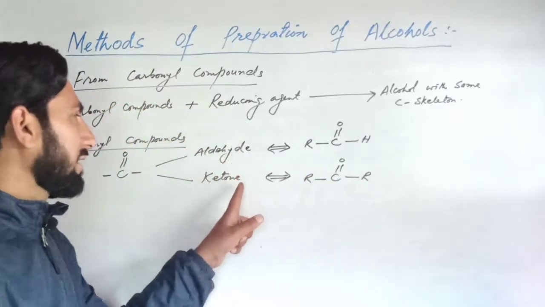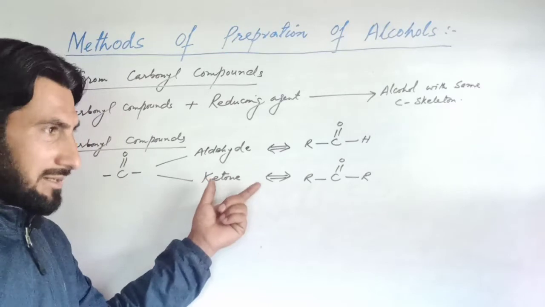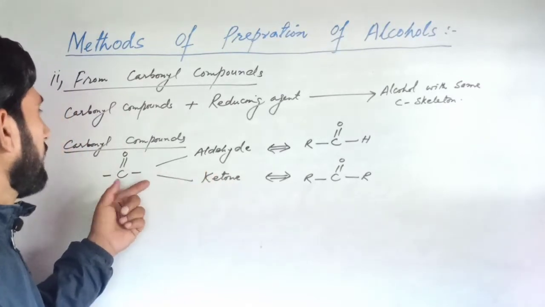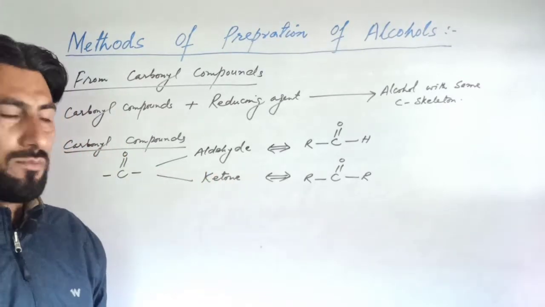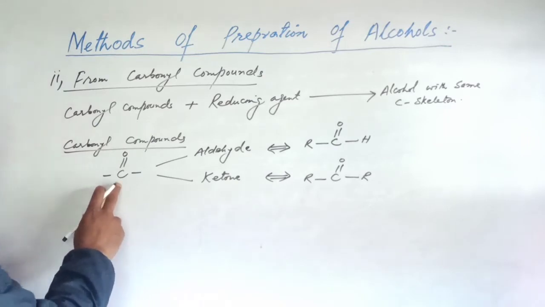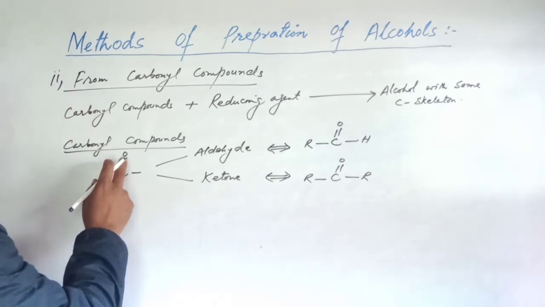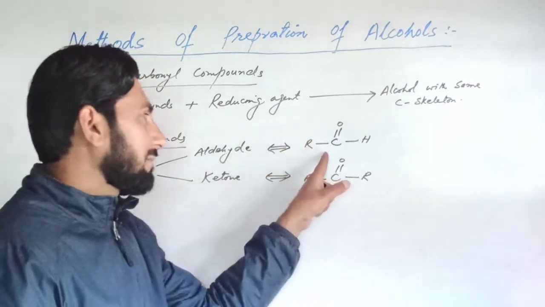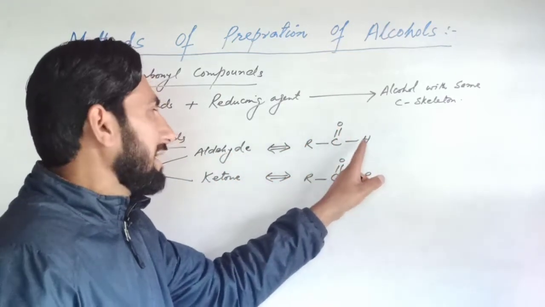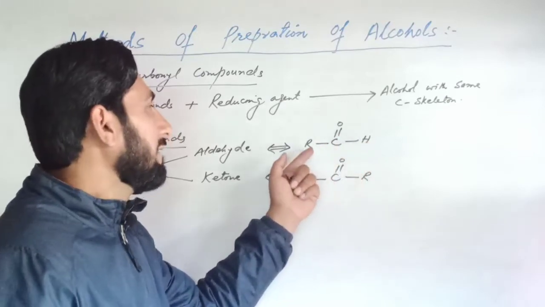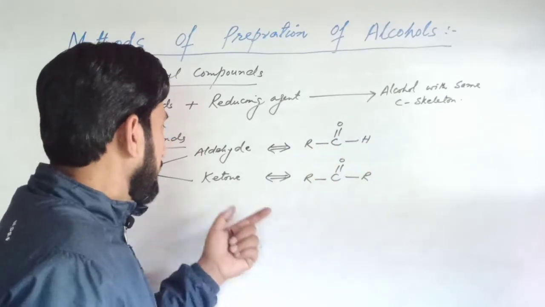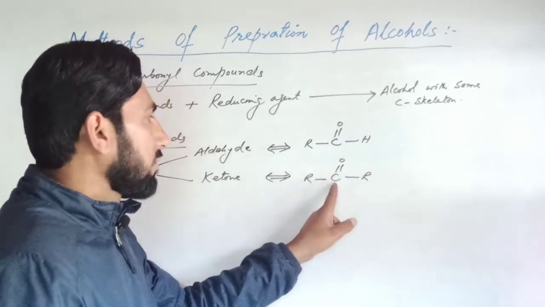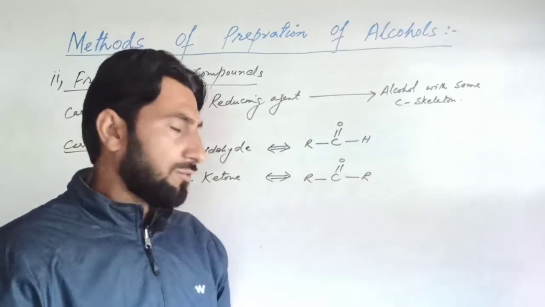So aldehydes and ketones are the classes of organic compounds which contain the carbonyl group. The carbonyl group is the group which contains carbon doubly bonded to an oxygen atom. In aldehyde, this carbonyl group is attached to one hydrogen and one alkyl group. Whereas in the case of ketone, this carbonyl group is attached to two alkyl groups.